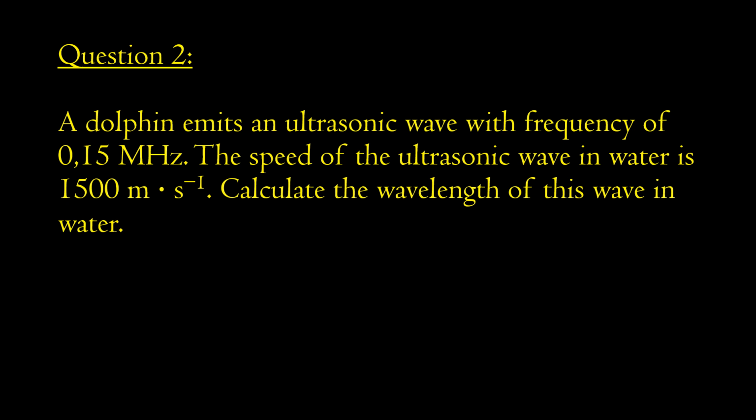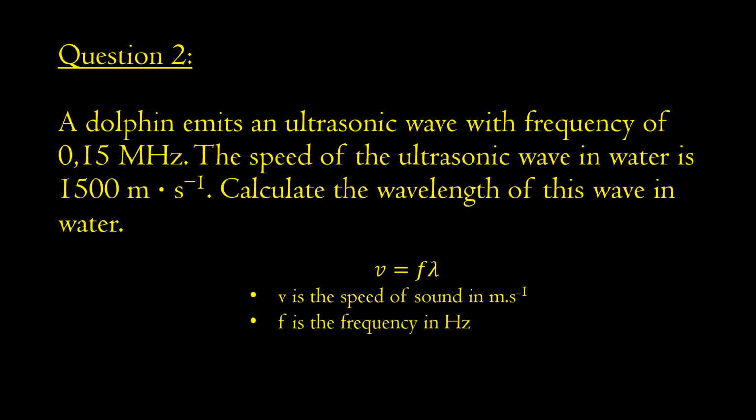To calculate the wavelength, we are going to use the wave equation, which expresses that the speed v of a wave is equal to the frequency of the wave times the wavelength of the wave. The speed is measured in meters per second, the frequency f is measured in hertz, and the wavelength lambda is measured in meters.